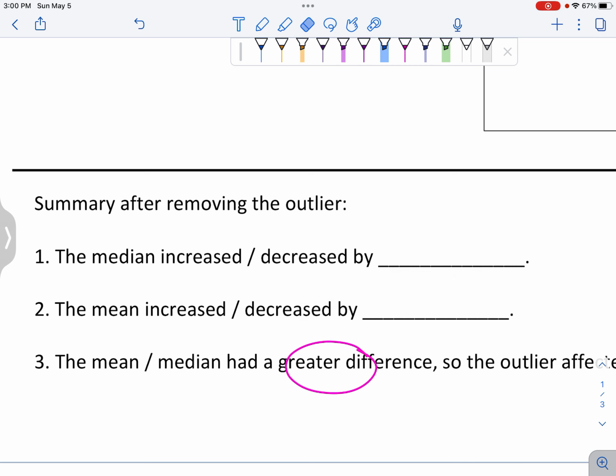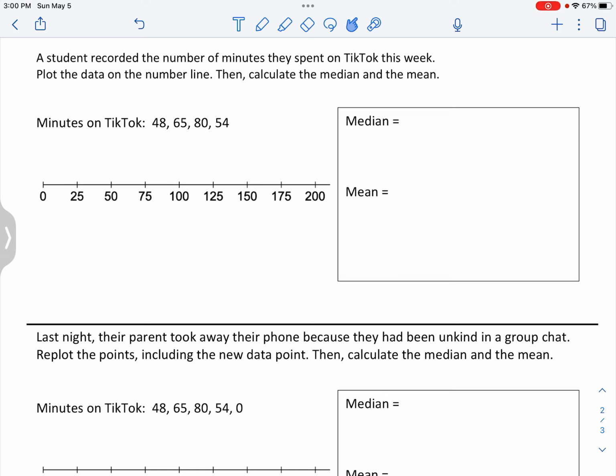On page 2, this time we're going to take away a different outlier. Instead of the biggest number, we're going to take away the smallest number and see how that affects the median and the mean. Make sure you check in with a friend or you check in with me, Mrs. Toivola, if you need help.